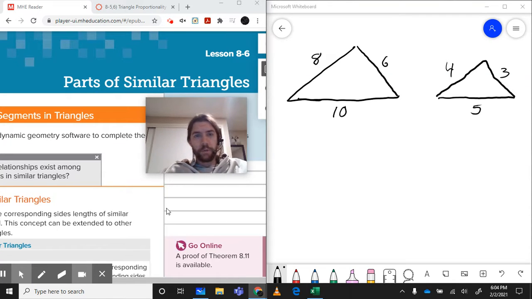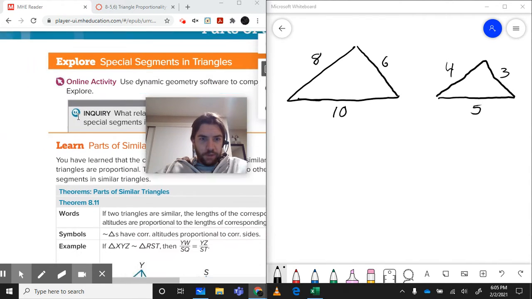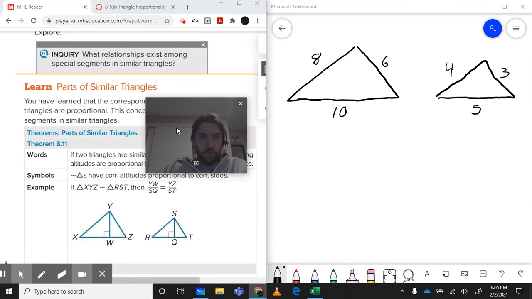Okay, we're going to quickly run through the next lesson. It kind of rolls on from the previous videos quite similarly. So we're going to go through and point out how that works. So, parts of similar triangles. What lesson 8.6 points out is that, I'll read it here.